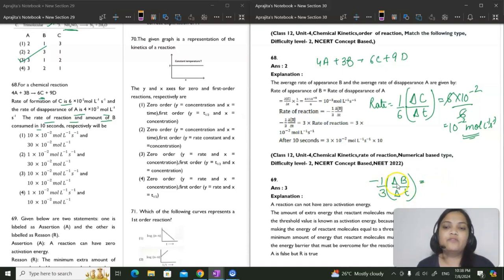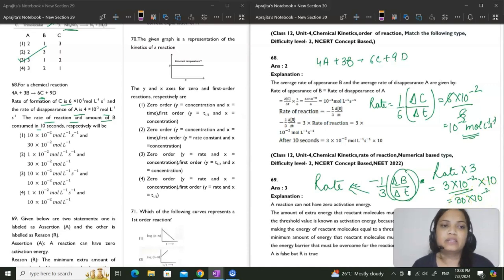Now if I have to find delta B upon delta t, it will be rate multiplied by 3. So when we multiply it, it will be 3 into 10 to the power minus 2. And for 10 seconds, I will just multiply it with 10 more. So it will come out to be 30 into 10 to the power minus 2 mole per liter. So the answer is option 2.